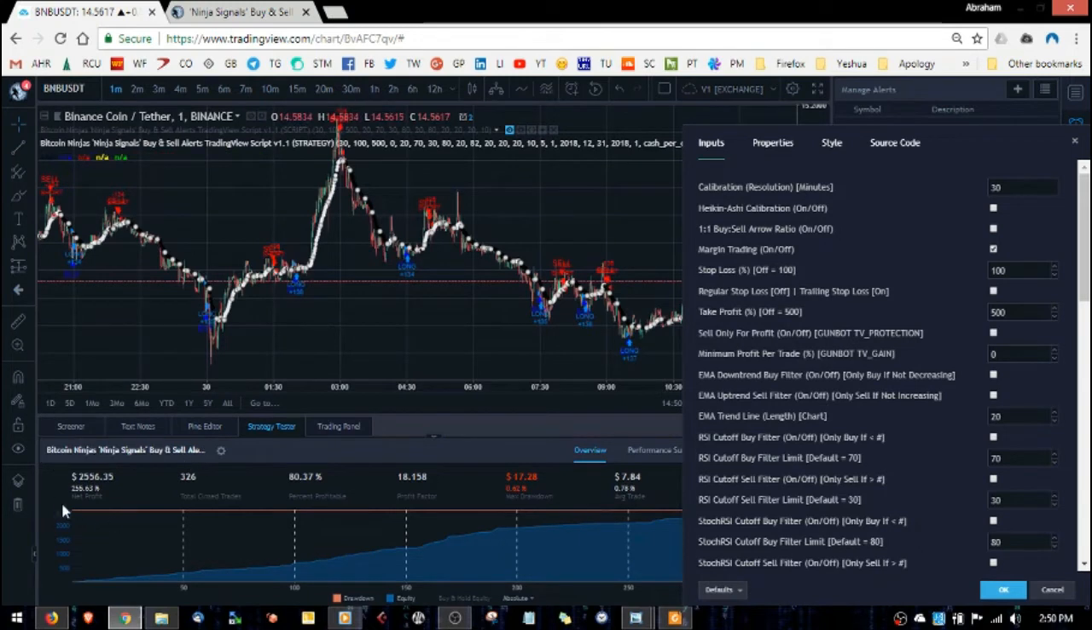And we see that net profit has increased because now we're making money on the way down as well by placing shorts instead of simply selling or closing our open position after a buy. So we're going to turn margin trading off. Next up is the stop loss.